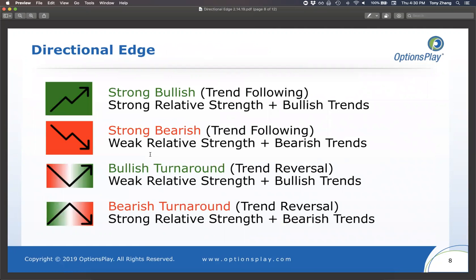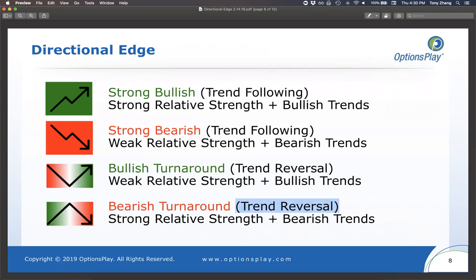And what I've created is 4 different categories. And these 4 categories are the examples that I'll show you in the next slide. And these 4 categories are fairly easy to remember, in my opinion. You can think of them as the top 2 are what we consider trend following methods, where effectively you are trading with a trend. And the second 2 are what we call trend reversals, where a trend is simply reversing.